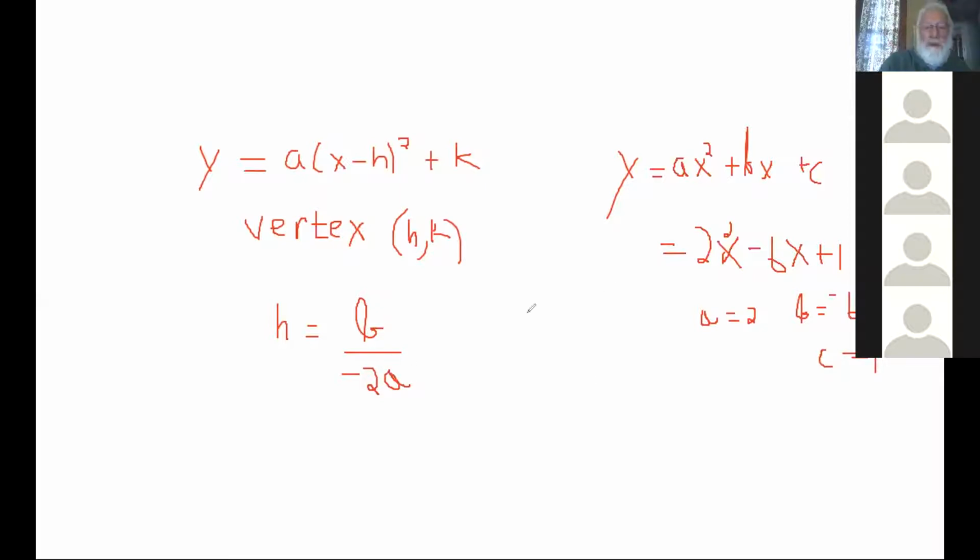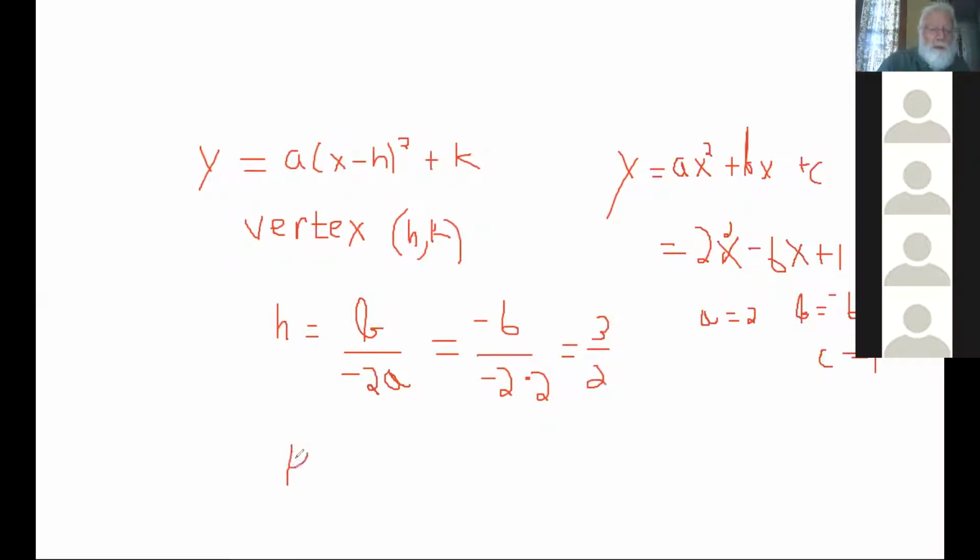And so I would look over here and see, oh, okay, well, b is minus 6, and then a is going to be 2. I get that from here. So I would get minus 6 over minus 4, or 3/2. Is this helping? Yeah. Okay, good.